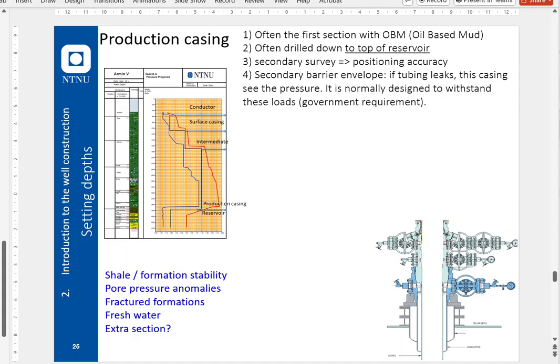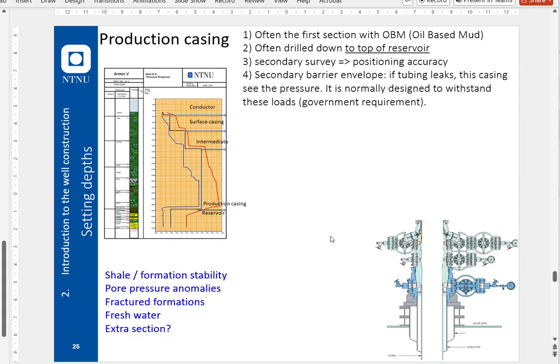Yeah, you always need to have a second survey so that you know that your position is accurate before you drill into the reservoir. That's one reason for stopping there. There are other reasons at least as important. And again, point number 4, as we talked about, if the tubing starts leaking, this casing will see all the loads that the tubing would have.